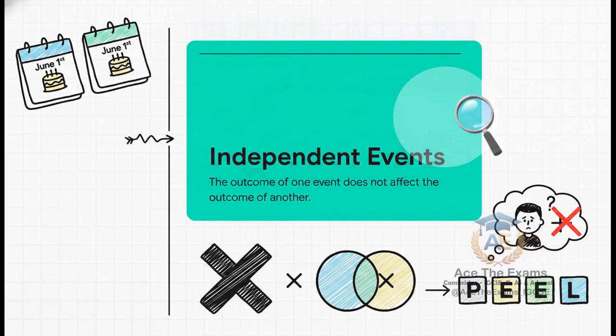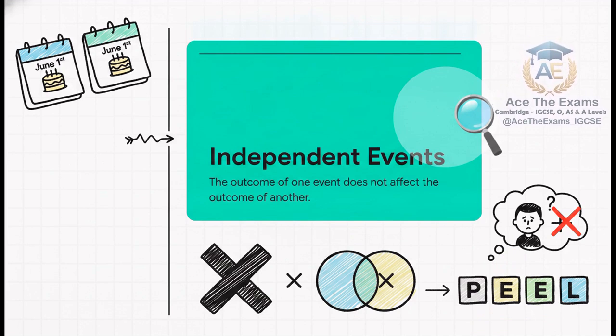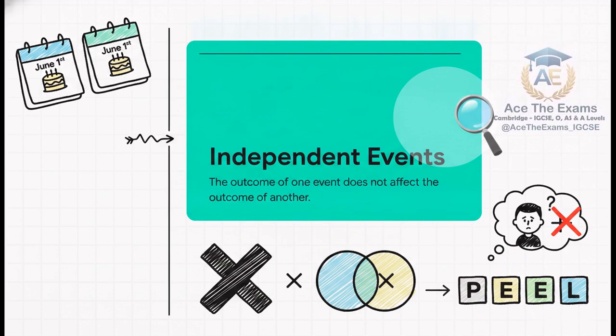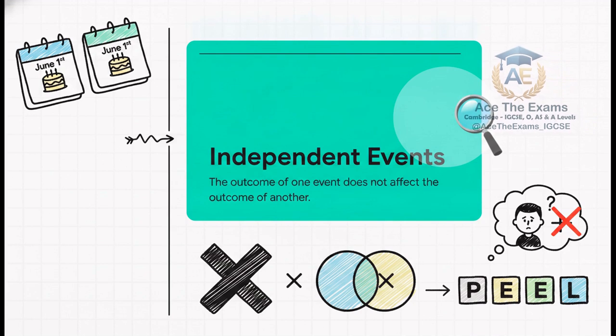Okay, notice the sheer elegance of this formula. Independent events mean the outcome of one event does not affect the outcome of another, period. It's like a student born on June 1st and another student in the class also born on June 1st. Assuming they aren't twins, those events are entirely independent. When you see command words asking for the probability of both independent events occurring, you must use the intersection formula. The probability of A intersecting with B equals the probability of A multiplied by the probability of B.